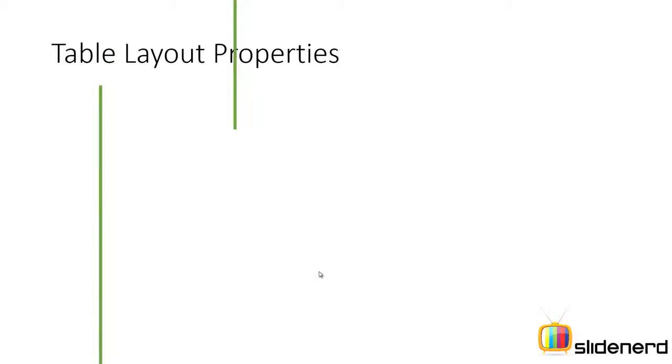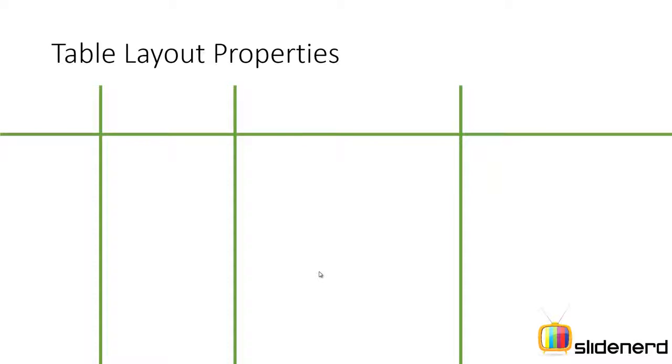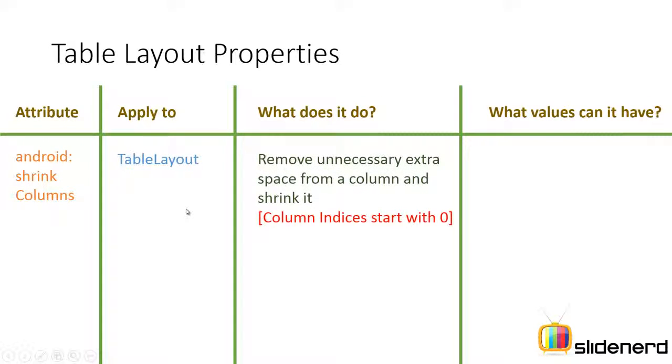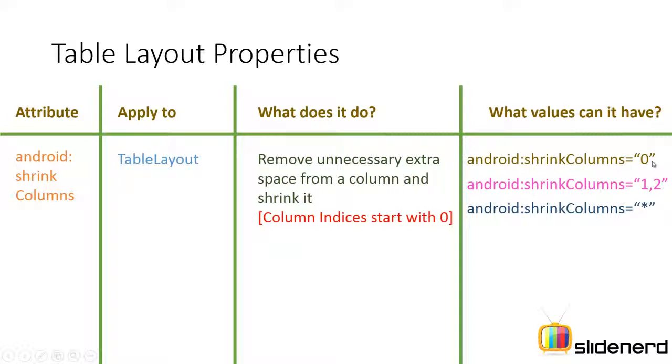Sometimes you just want to do the opposite of what you did just now. For example, there may be a view which is taking more space than what you need. So in that case, you'll have to actually do the reverse, which is you have to shrink the columns. And for that, what we have is this Android shrink columns attribute inside our XML. We apply that to the table layout in XML. What does it do? It removes unnecessary extra space from a column and shrinks it. Remember, again, the column indexes start with 0, just like your arrays in Java or C++. Then Android shrink columns is 0 is going to shrink the first column from taking extra space.